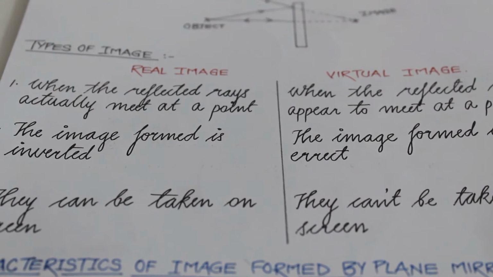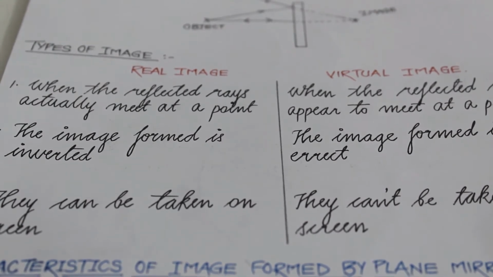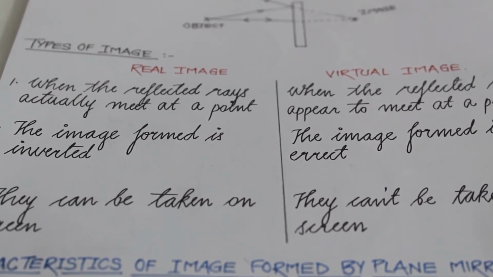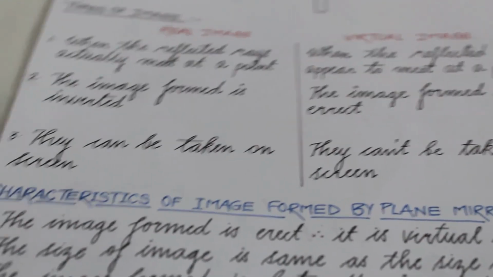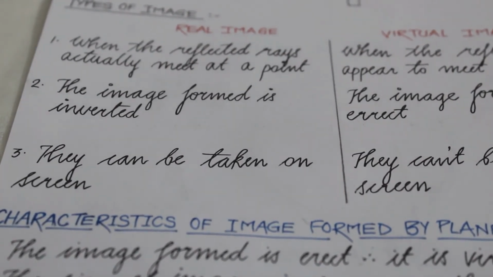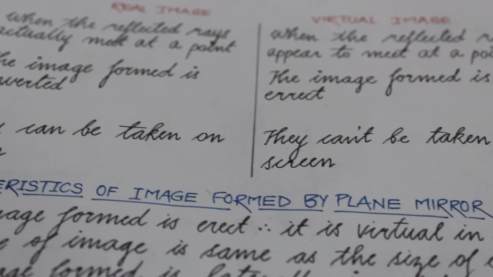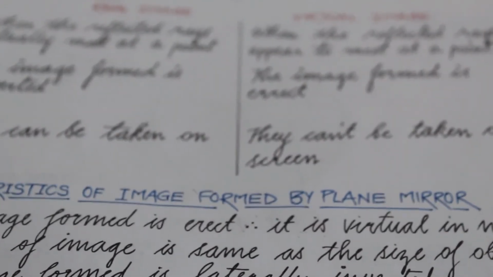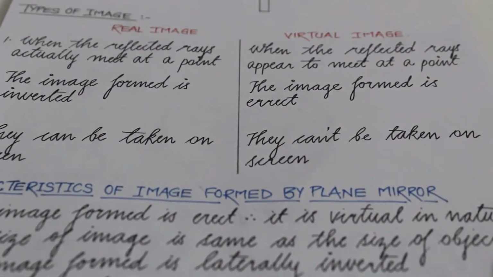If it is inverted, the image will be real. If it is erect, the image will be virtual. One more thing, real images can be taken on screen, whereas virtual images can't be taken on screen. What do you mean by screen?